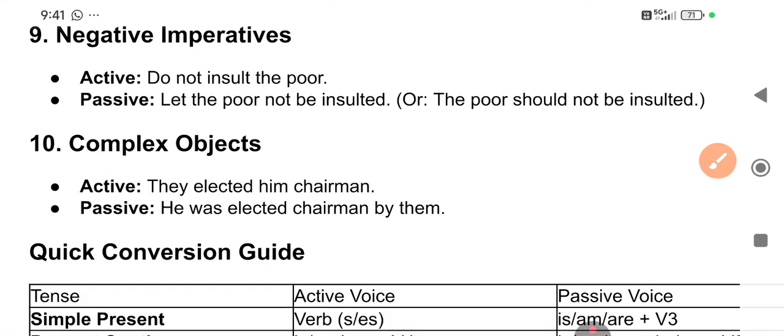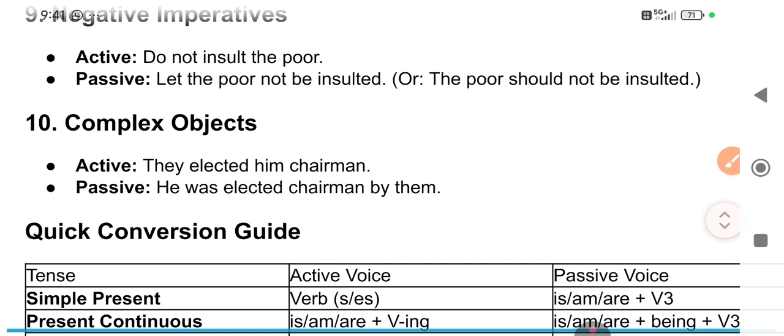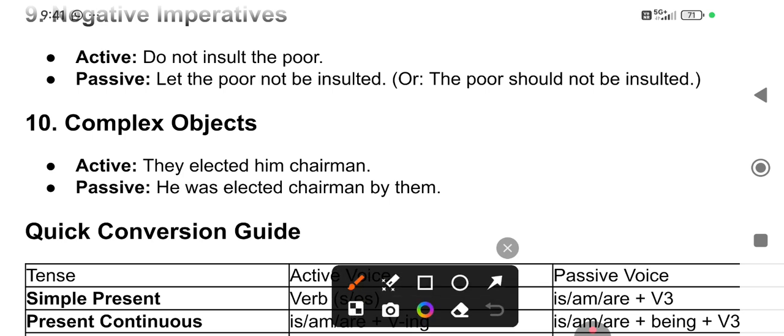The negative imperative. Negative imperatives means do not insult. This is again imperative, where we started this video. Imperative: suggestion, advice, order, command, request means the sentence starts with a directive verb. There is no subject because the subject is implied and that is you only. But here, suggestion, and for suggestion, negative imperative. Do not insult the poor.